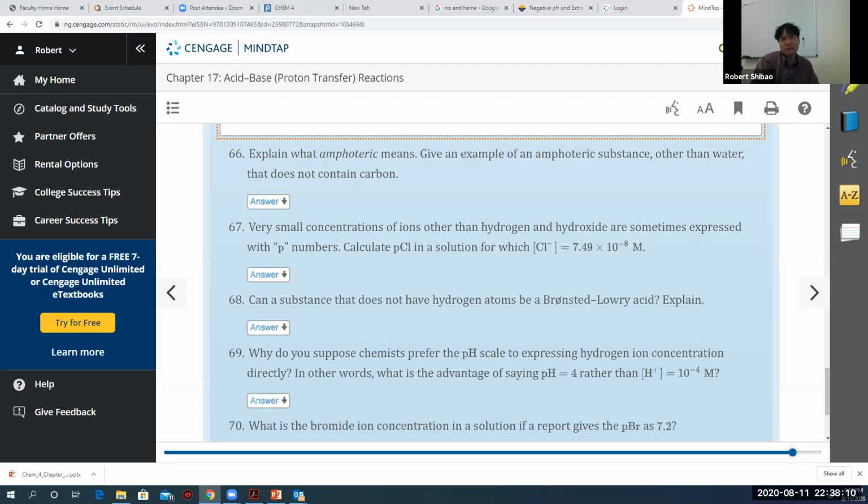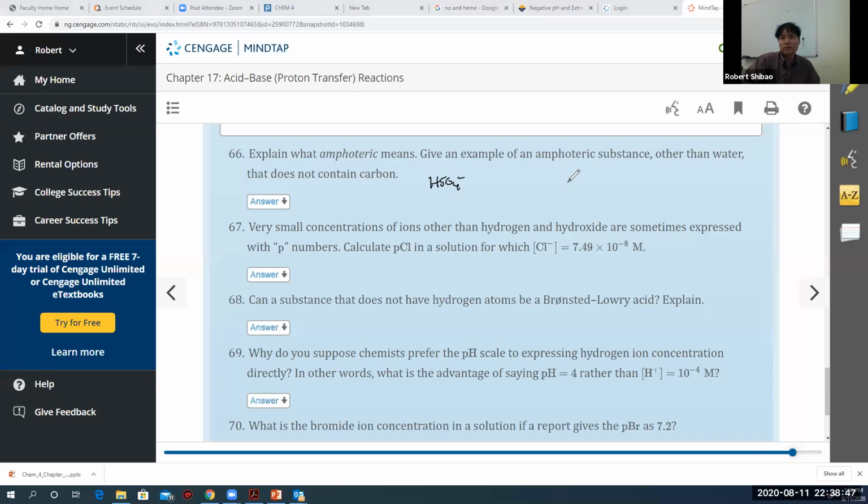Explain what amphoteric means. Give an example of an amphoteric substance other than water that does not contain carbon. Well, there are lots of examples, but water is unusual in that it can go either way. Water can easily be an acid or just as easily be a base, but other amphoteric species are biased. For example, HSO4 minus is a much better acid than a base. In fact, it's close to a strong acid, but as a base it's negligibly weak.